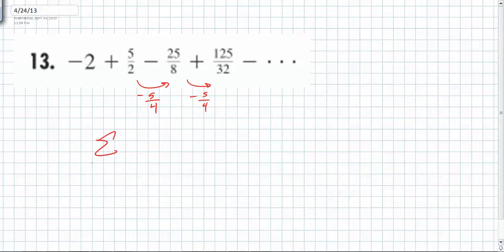So this is going to be the sum as n goes from 1 to infinity of negative 2 times what? Negative 5 over 4 to the n minus 1, right there. So the absolute value of r in this case is greater than 1, so what does that mean? Divergent. It's divergent. Cool? Yeah? Okay.